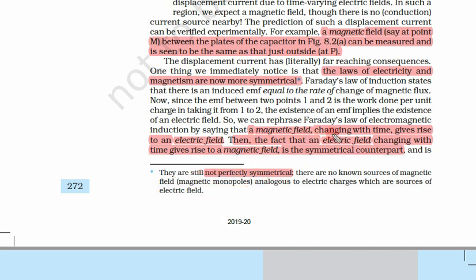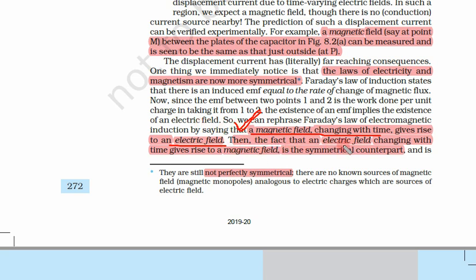So a magnetic field changing with time gives rise to an electric field. So this was Faraday's law, using which we have created many electrical equipments, and even our AC power generator works on this principle. That means a changing magnetic field, that is changing with time, gives rise to an electric field. So the AC power generator was based on this. And how in the AC power generator were we changing the magnetic flux? By changing the angle, by rotating the coil.